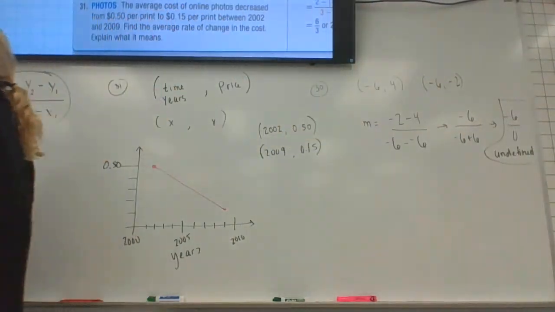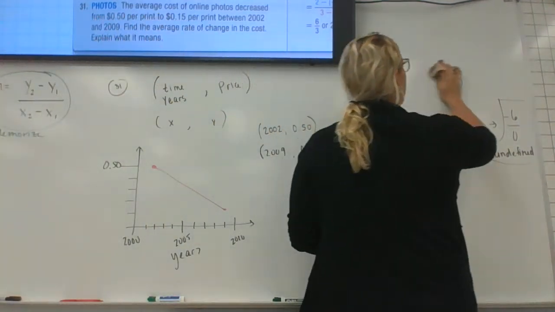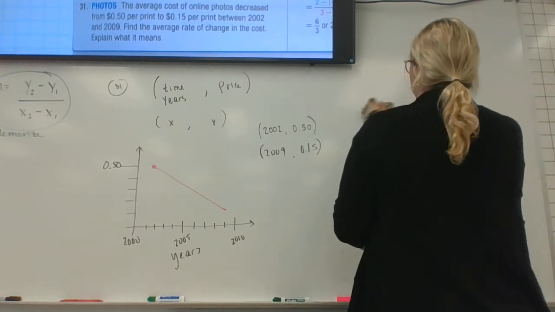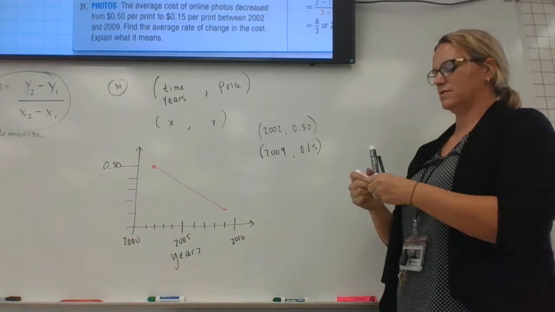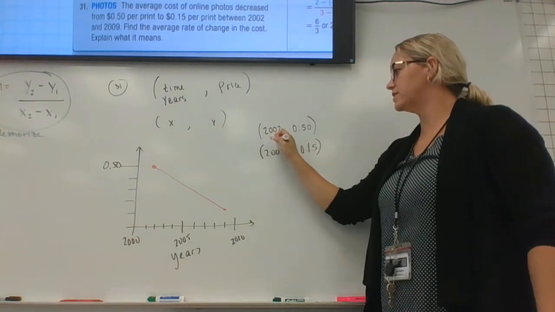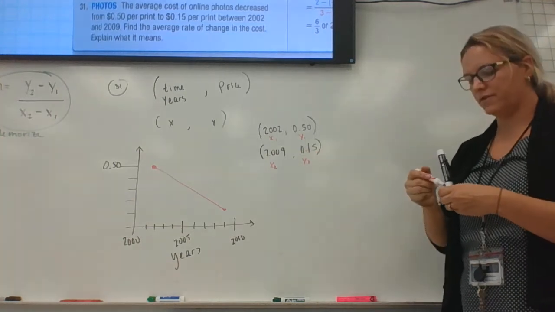Anybody have a number yet? Yeah. What'd you get? 5 cents. Well, what'd you get for the full 7 years? Oh, like how much was it? Yeah. 35 cents. Good. So this is our x1, y1, x2, y2. Do your formula.